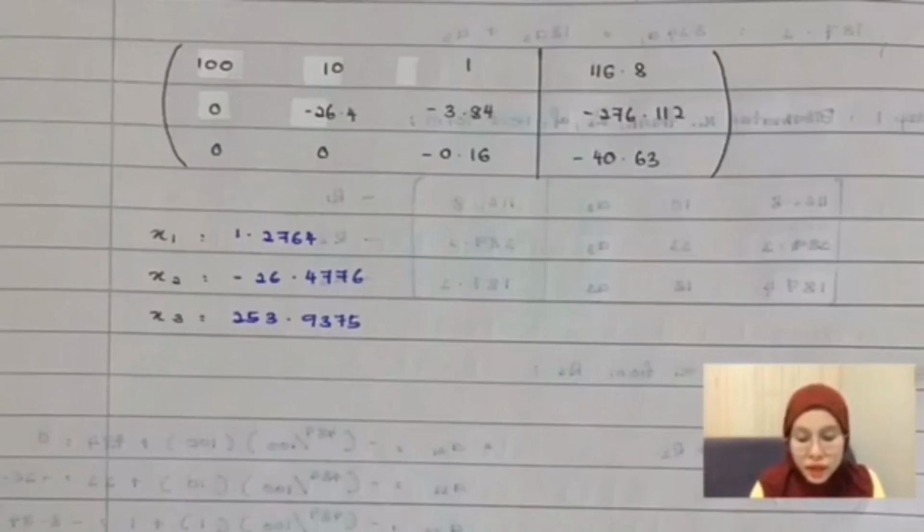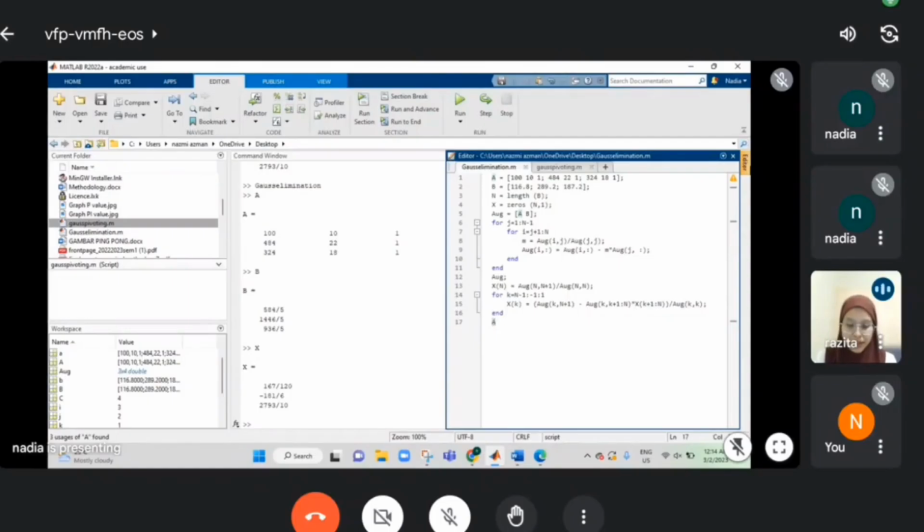Then we use the calculator to get the answers for x1, x2, and x3. The final answer is x1 is 1.2764, x2 is negative 26.4776, and the last one, x3, is 253.9375. So right now I'm going to explain the MATLAB simulation.